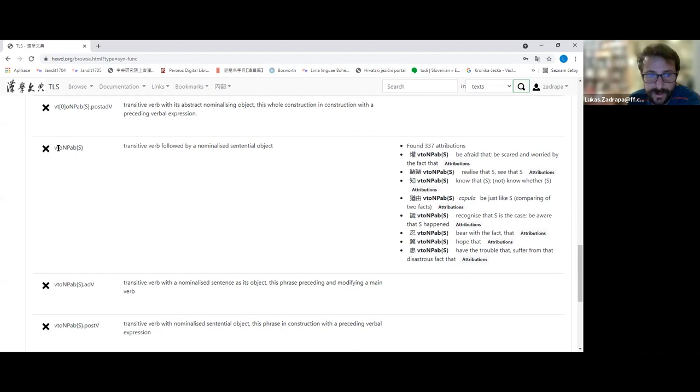Transitive verbs which take a nominalized sentence as its object. So now we are not looking for the nominalized sentences themselves, but for the verbs that govern them. So we can see, for example, 'to be afraid that', 'be scared', and we expect that we will find a nominalized clause after this verb.